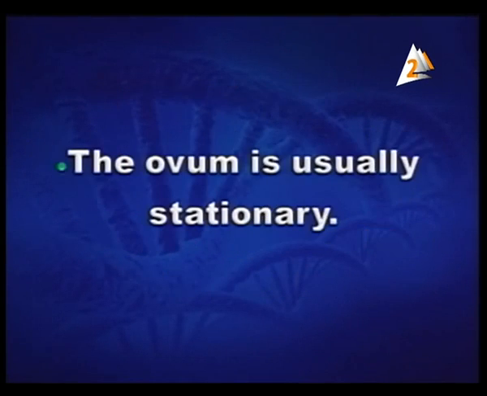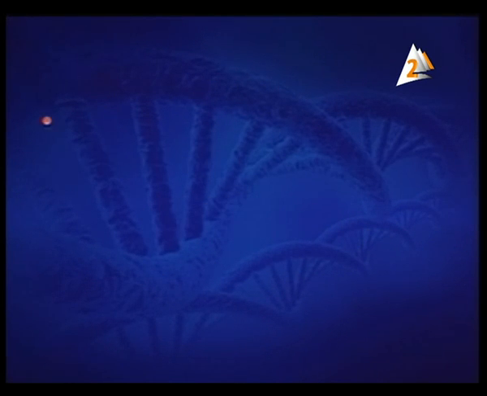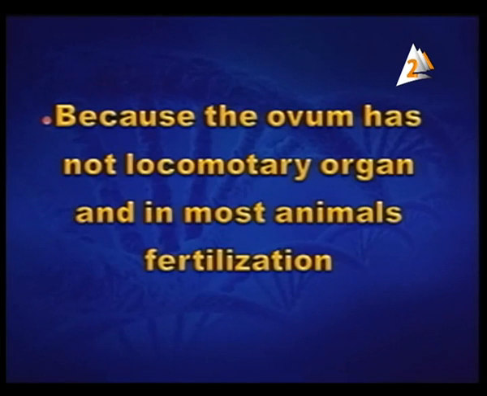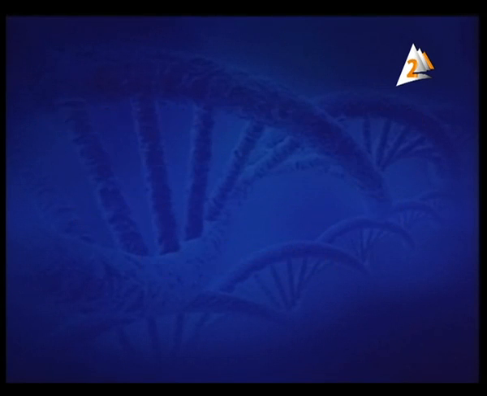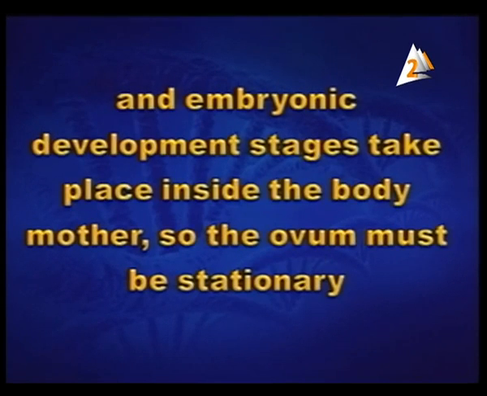Once again, the ovum is usually stationary. Why can the ovum not move, stay in its place? As I said before, because the ovum has no locomotory organ, and in most animals, fertilization and embryonic development stages take place inside her body, I mean inside the body of the mother. So the ovum must stay in its place.